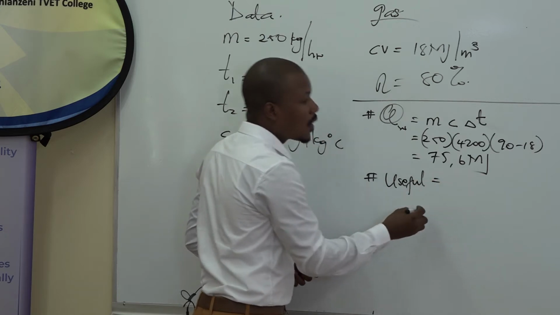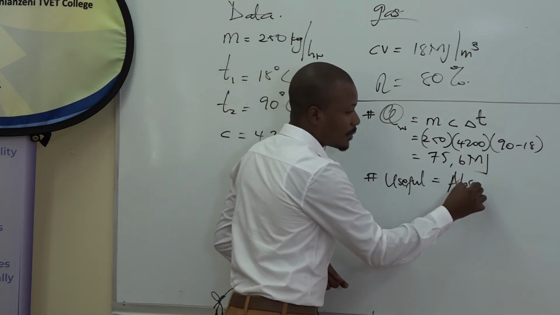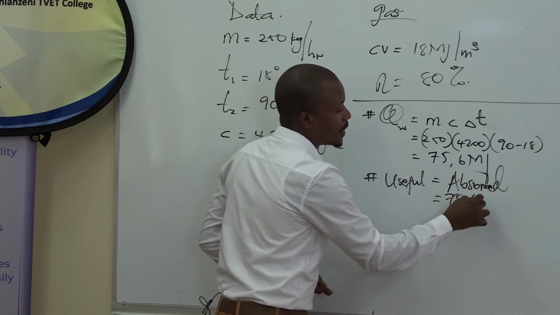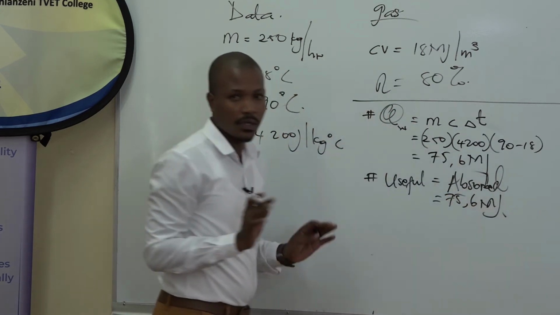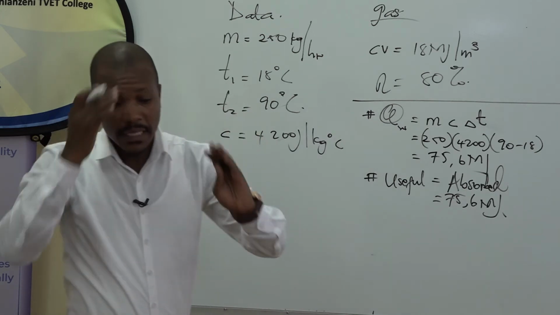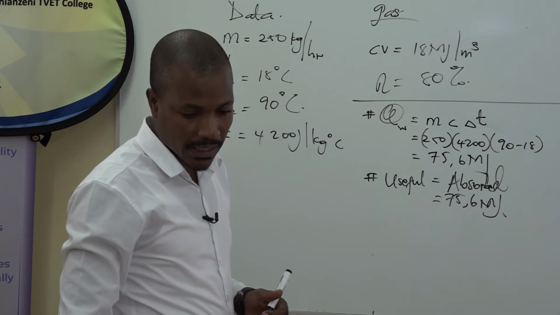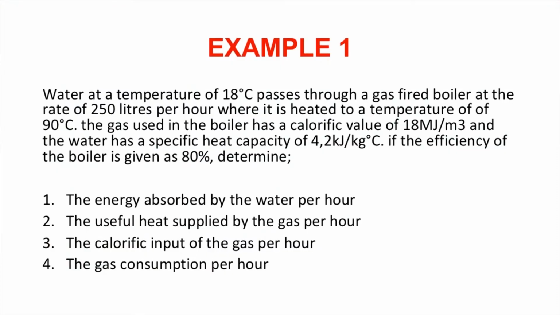Correct. This means that the useful heat will be equal to the absorbed heat, which is 75.6 megajoules. I don't have to calculate that because I know that is the energy which I obtained in the water. Then obviously that is the energy absorbed by the water.